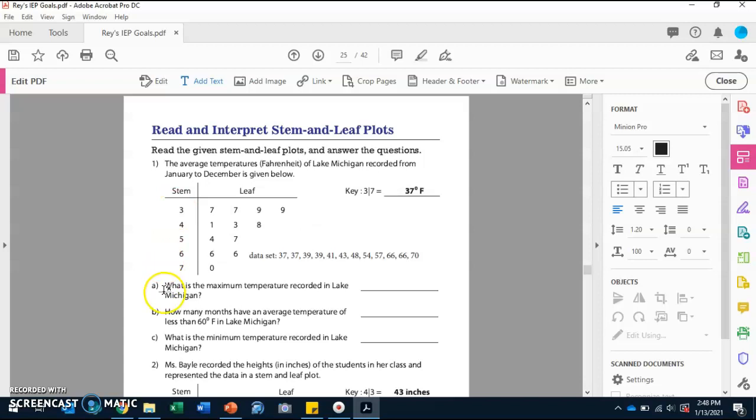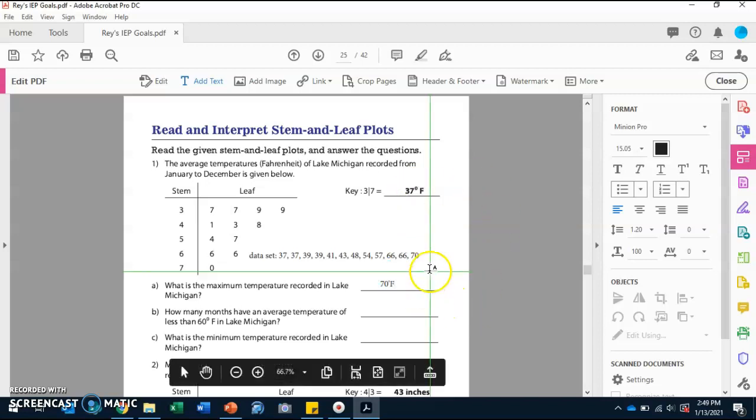So, as it was asking, what is the maximum temperature? Which one is our maximum here, Reynaldo? Yes, good job. It is 70 degrees Fahrenheit. So that is what we're going to write here. 70 degrees. I don't have the sign for degrees, so I'm just going to put an apostrophe. But it's like I was doing the degree sign and then Fahrenheit.